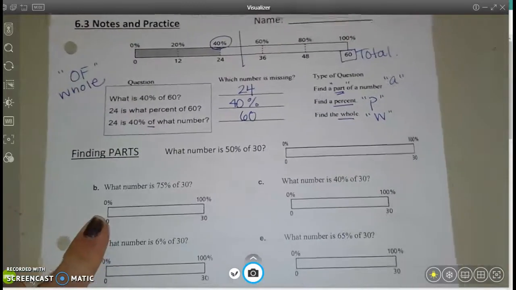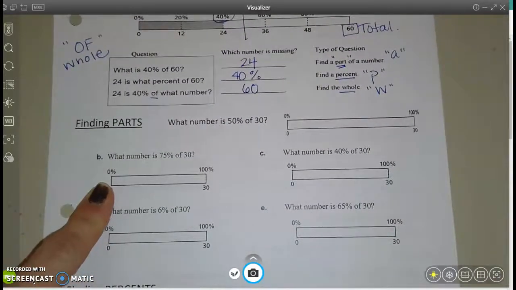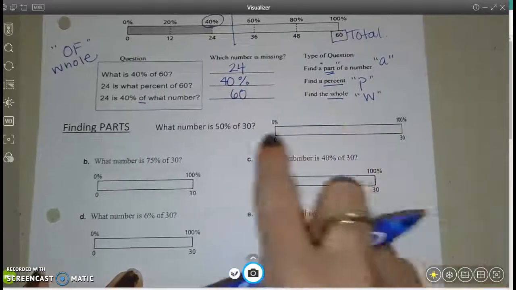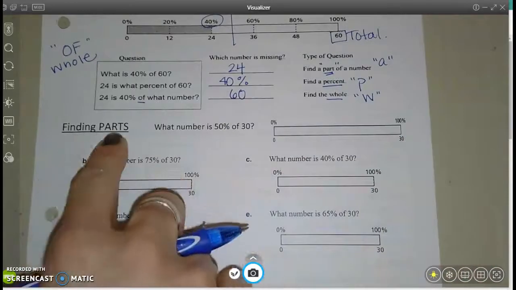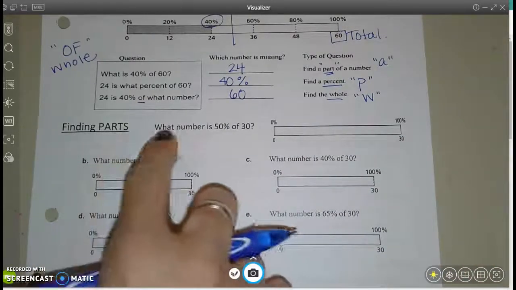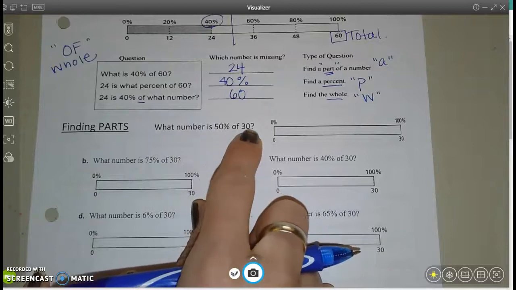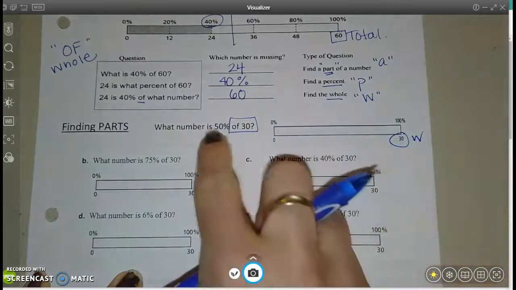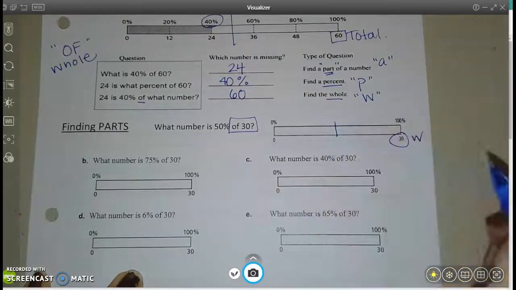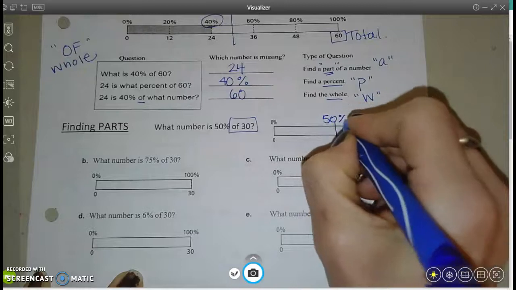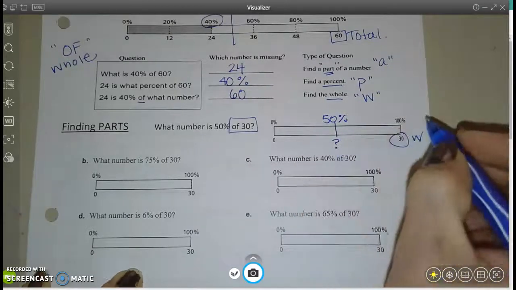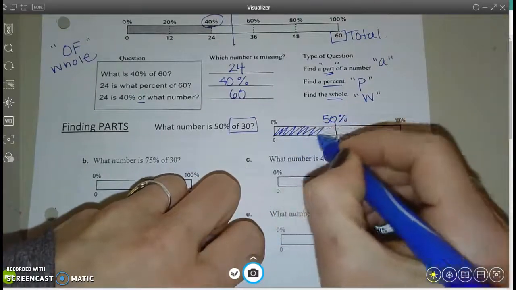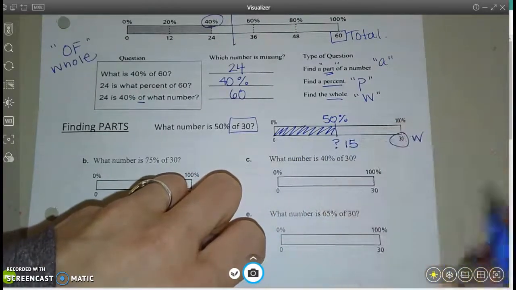So we're going to do a couple examples of each type: finding the part, the percent, and the whole. Just setting up this bar, if I want to find the part, let's see how we would do that. What number is 50% of 30? Well, there's that "of 30" telling me 30 is the whole here. 50%, well, we know 50% is right in the middle. I'll label 50%. And we would want to know what this is. Well, half of 30, or 50% of 30, would be 15.